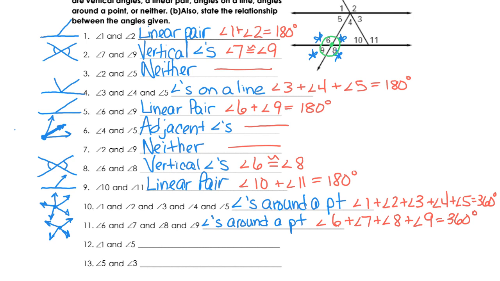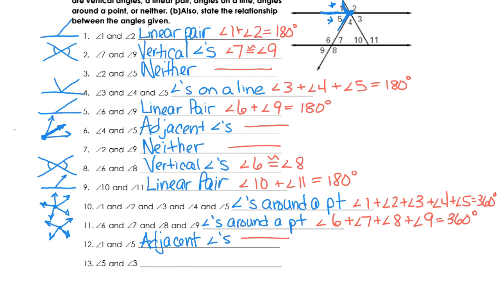Number 12. We got angle 1 and angle 5. They are next to each other, so we can call them adjacent. However, nope. See, that's not a straight line. So that's not a linear pair. It's not angles on a line. It's not angles around a point. And they're not vertical. So the only thing we can call 1 and 5 is adjacent. They're next to each other. They share that vertex right here. And they share the side between them there. But that's all we can say about them.